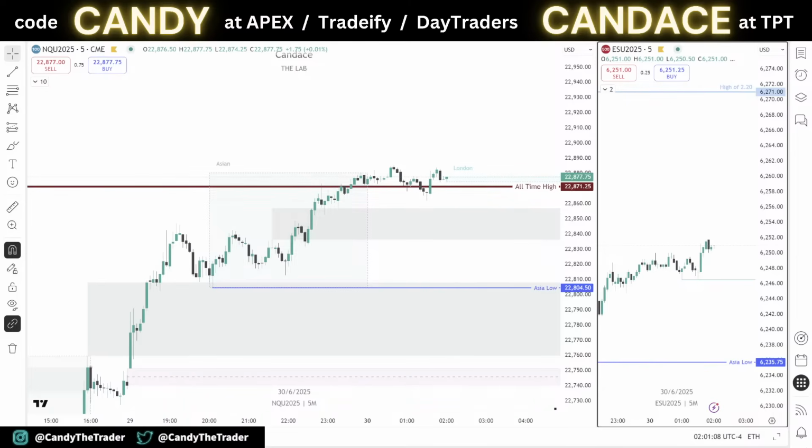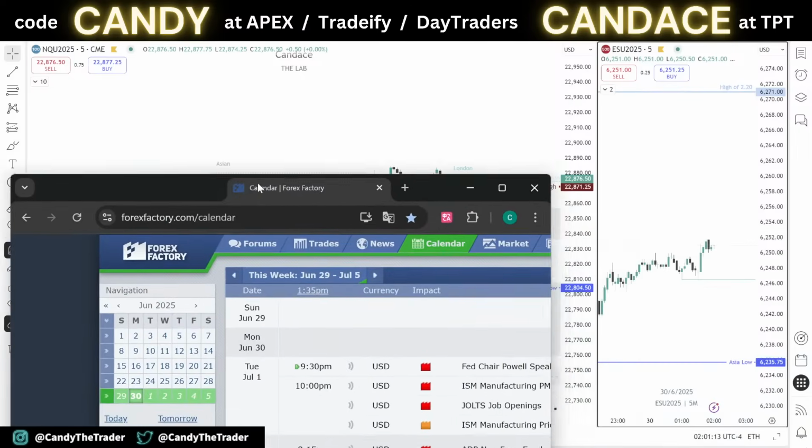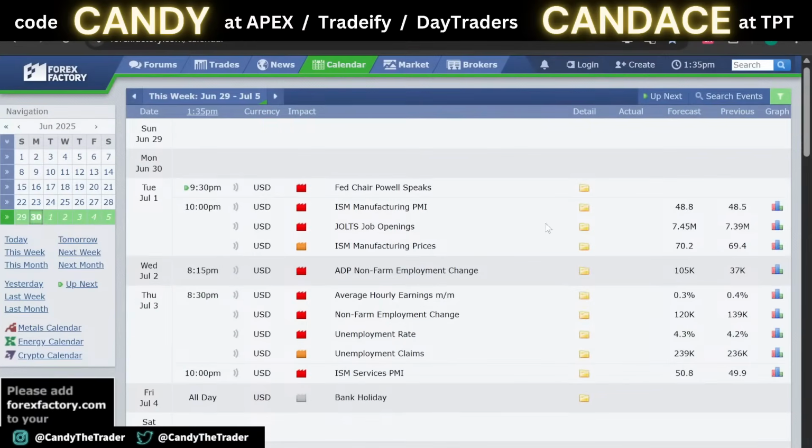This week we got NFP. So I'll show you. This is my local time, so you don't need to care about the time. Friday we got a U.S. bank holiday, which I think is Independence Day in the United States. So the stock market will close all day, and the futures market will close at 1 p.m. Eastern time. And the original NFP moved to Thursday, so you gotta keep an eye on that.